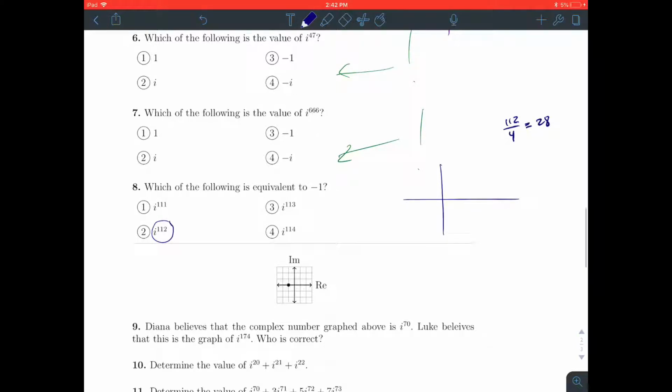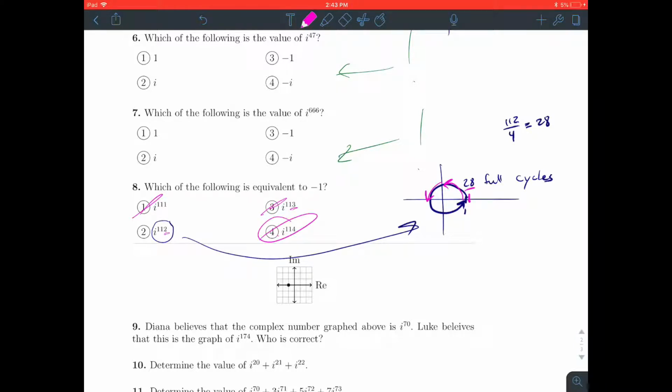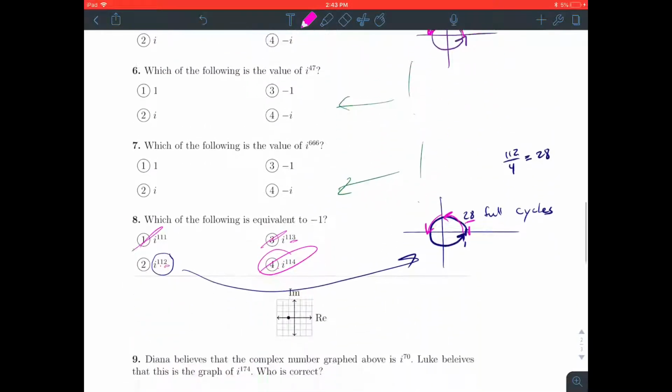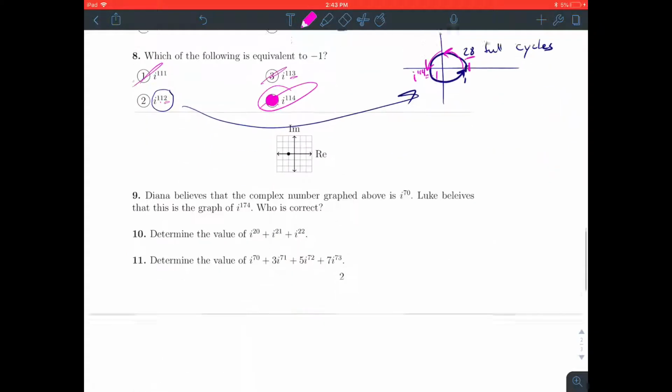And so what that means is, when you do i to the 112th, you start at 1 and create 28 full cycles. In order to get to -1, I'd like to do 28 full cycles with 2 extras. This is 1 too few, this is 1 extra. 112 makes 28 full cycles, plus the extra 2 to get from 112 to 114. That's going to be i to the 114th power equals -1.